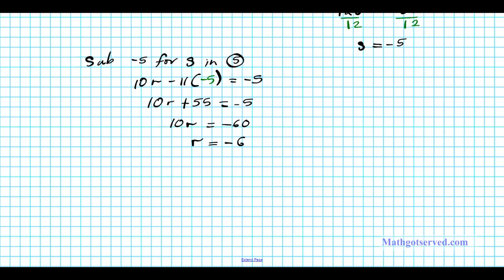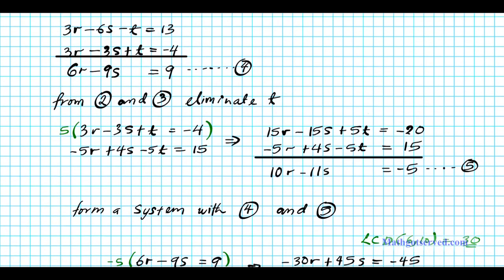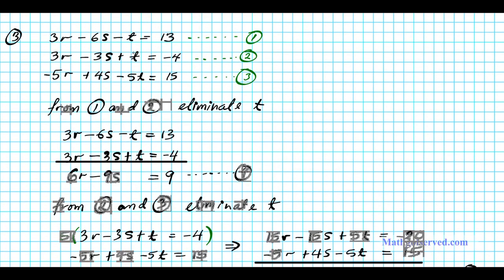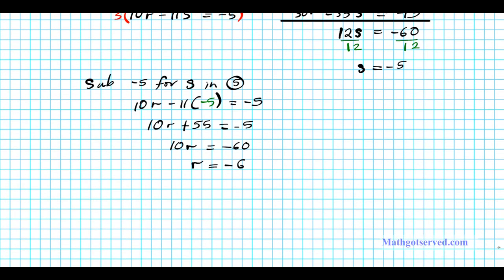Okay, now to finish this off, we'll simply plug in these two results into any equation in the original 3x3 system to get t isolated. I like to pick equation 2 since the coefficient is positive t, so that's one less step to bother about. So I'm going to substitute the two answers I got into equation number 2: negative 5 for s and negative 6 for r in equation 2.